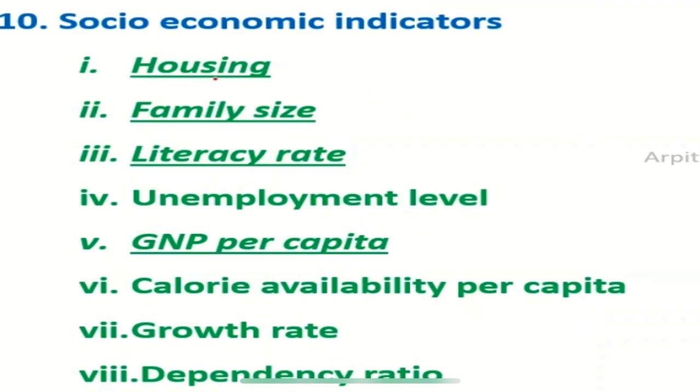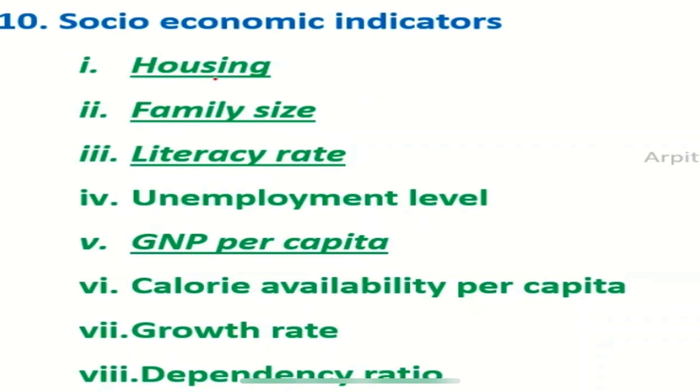Moving on to socio-economic indicators. They do not directly measure health, but they are of great importance in interpreting the indicators of healthcare. That is the housing facilities, the family size, literacy rate, unemployment level of the people, GNP per capita, calorie availability per capita, the growth rate, dependency rate. So we see per capita calorie availability, the literacy rate, especially the female literacy rate, is given much higher importance. Then also the dependency ratio.